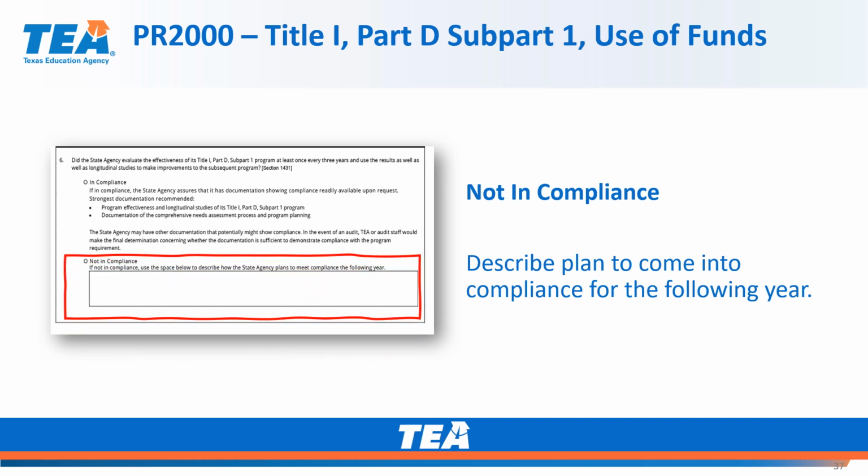If the state agency is not in compliance with the requirement or does not have such documentation, the state agency should select the red button indicating not in compliance and use the space provided to describe how the state agency plans to come into compliance for the following year.